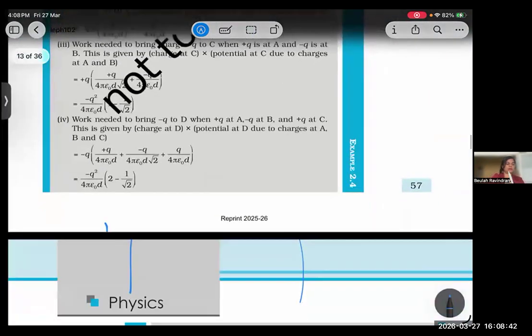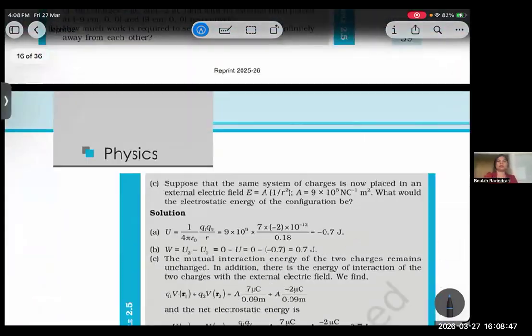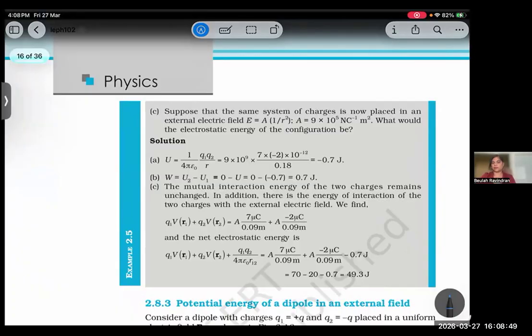So we can proceed with the next one. Students, you must understand the question, right? Potential energy in an external field, we are now seeing. Before that, you have considered the potential energy as the work done, not in an external field.